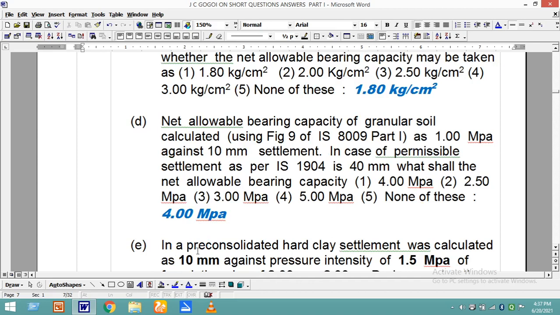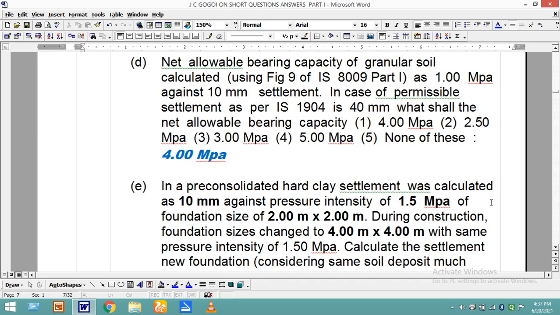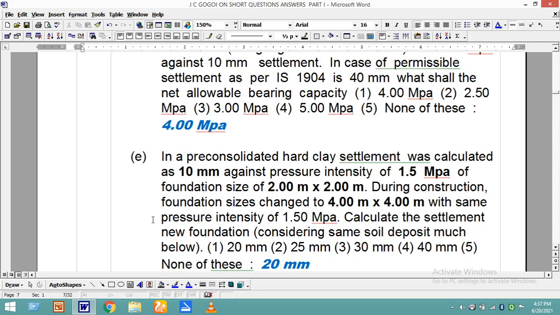In a pre-consolidated hard clay, settlement was calculated as 10 millimeter against a pressure intensity of 1.5 MPa for a foundation size of 2 by 2 meter. During construction, the foundation size changed to 4 meter by 4 meter with the same pressure intensity of 1.5 MPa. Calculate the settlement of the new foundation considering the same soil deposit mass below.